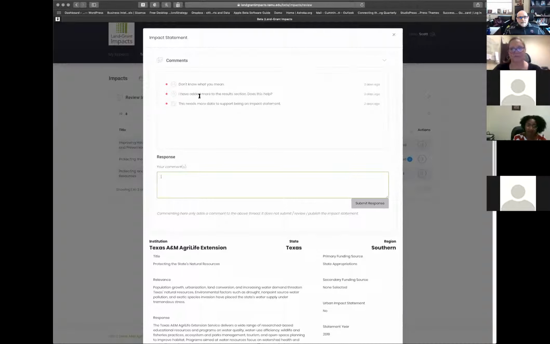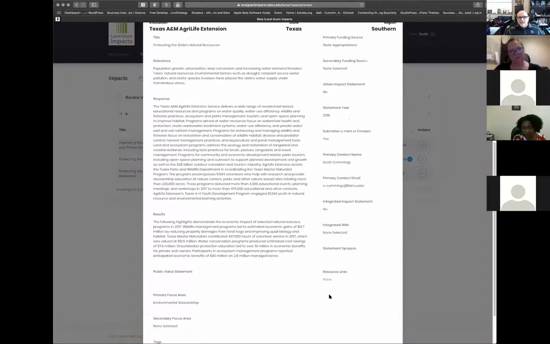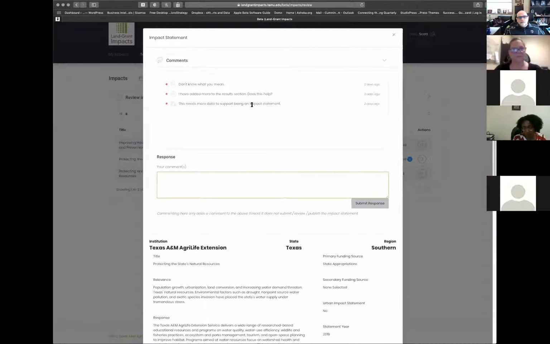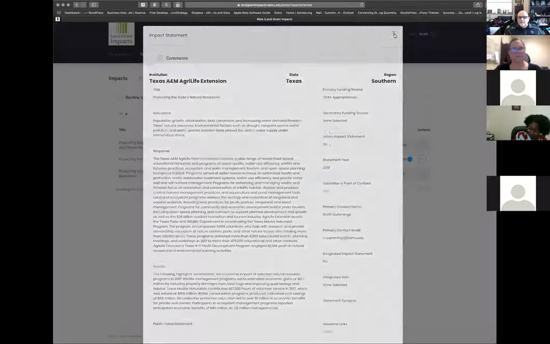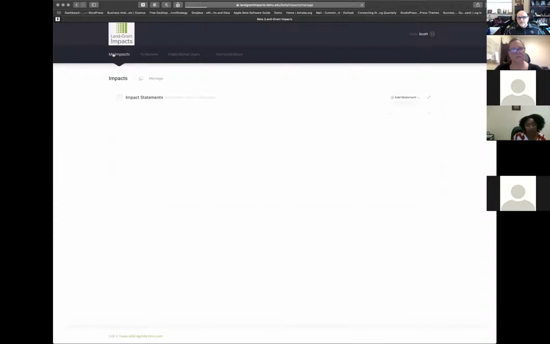I'll show you in a second where you can add your stuff. But at the very bottom is where the reviewer can either suggest improvement, or if they hit publish, that goes public. So in this case, the reviewer wrote this statement. I wrote, don't know what you mean, or I've added more data. Something came back to the reviewer. I can collapse that. Now let me go back over to the impact side.